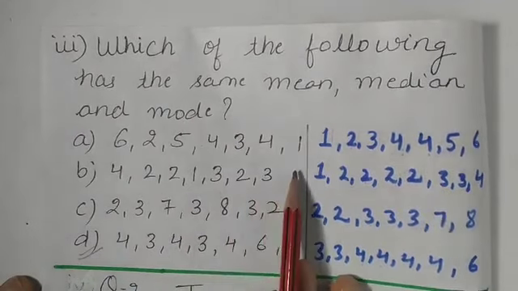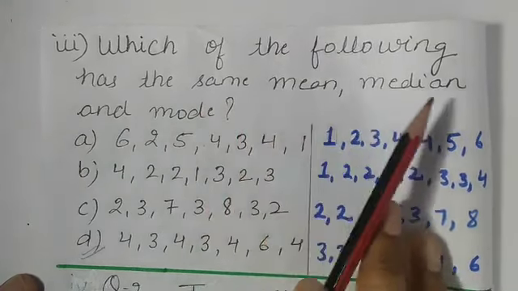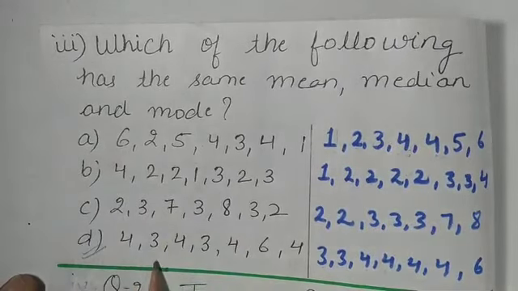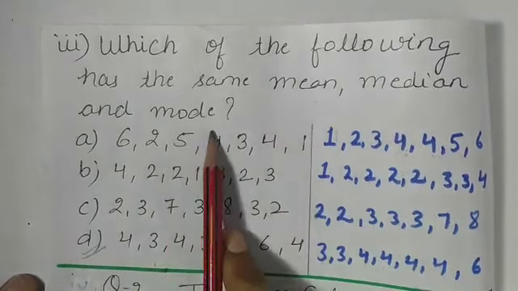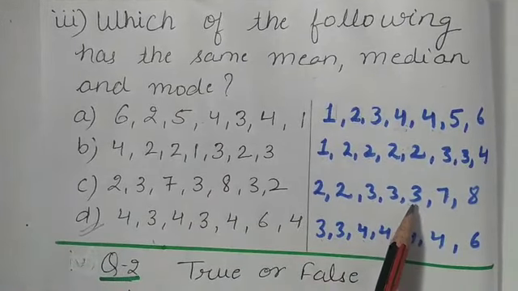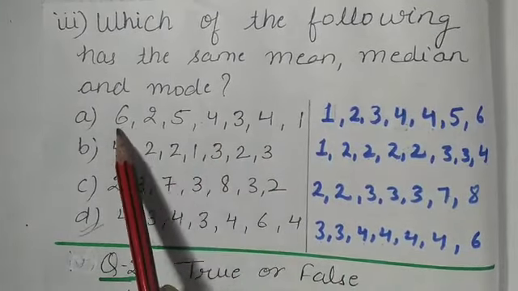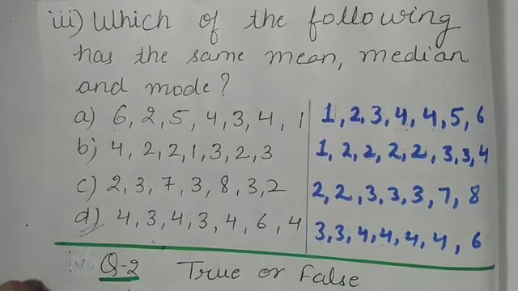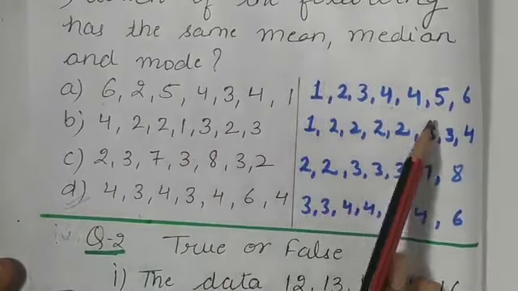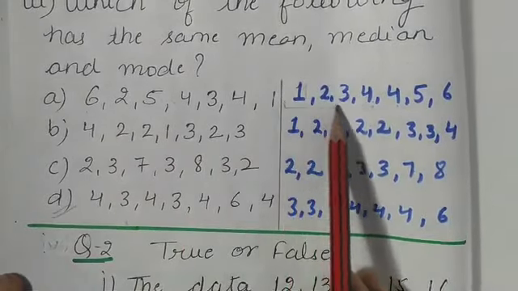Now the third part of question number 1 is, which of the following has the same mean, median and mode? We have 4 options given and we have to find which one has the same mean, median and mode. So let us start with part A. First thing, we have to arrange the data in ascending order. Here I have already arranged the data in ascending order in every part.